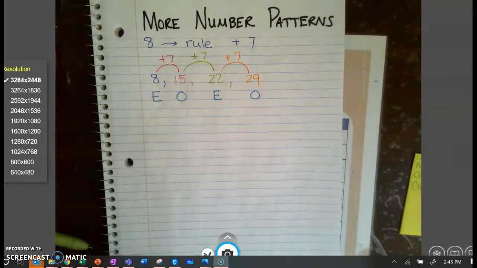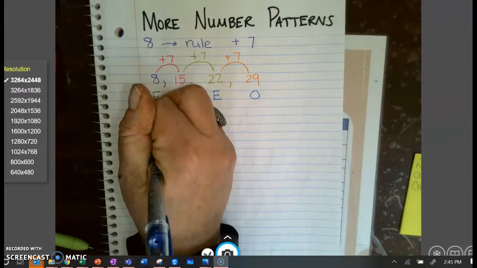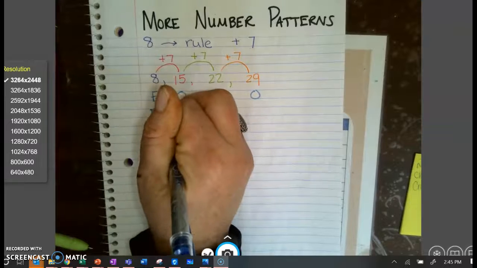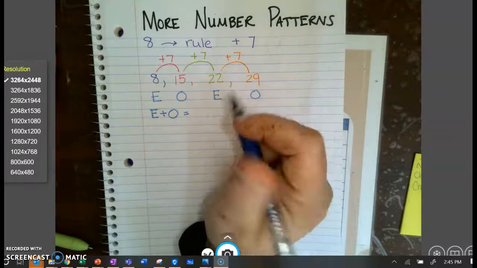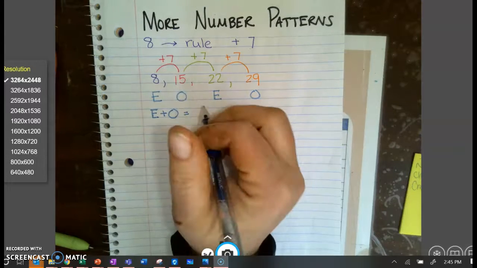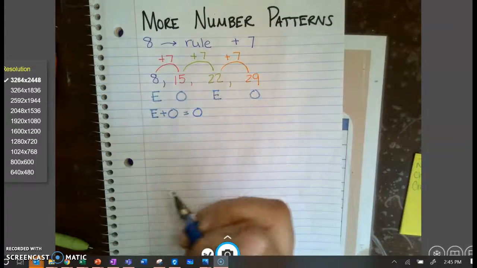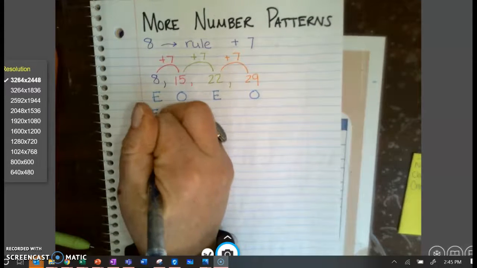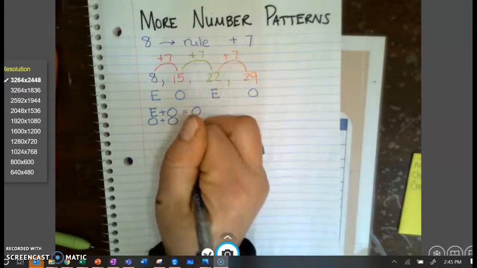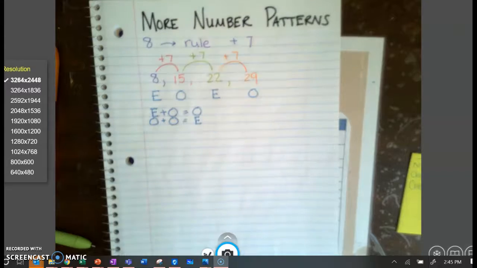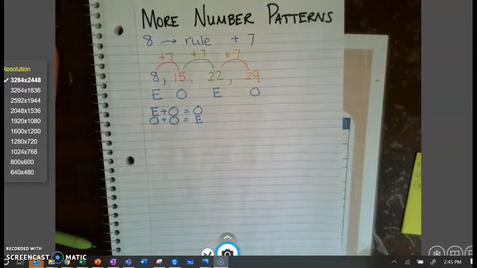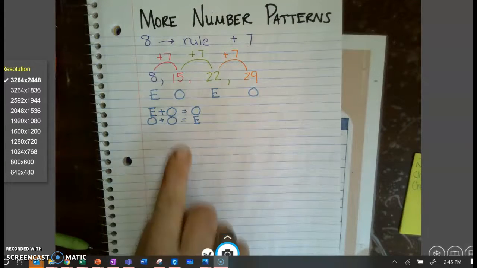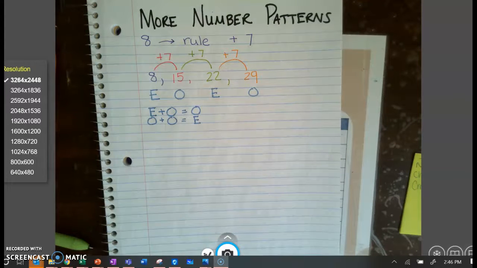So we learned this before. I think back in like 1st or 2nd grade we learned this. If we have an even number plus an odd number, my rule is an odd number, I'm going to end up with an odd number. If I start with an odd number and I add an odd number, I'm going to end up with an even number. So that's something I can notice about there. Sorry, my screen got really blurry for a second.